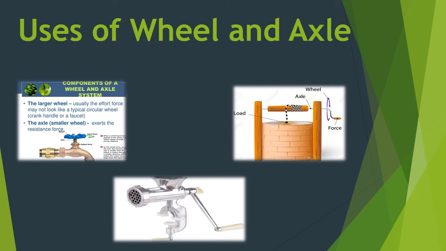The fourth use of wheel and axle is the tap handle. The larger wheel, the effort force, may not look like a typical circular wheel. The axle, the smaller wheel, exerts the resistance force. So if you look at this tap, you can see that this blue bigger wheel, we apply force on this wheel, and this smaller wheel is the axle. When we apply force on the bigger wheel, then the axle that is beneath it also moves, and the water starts flowing from the tap.